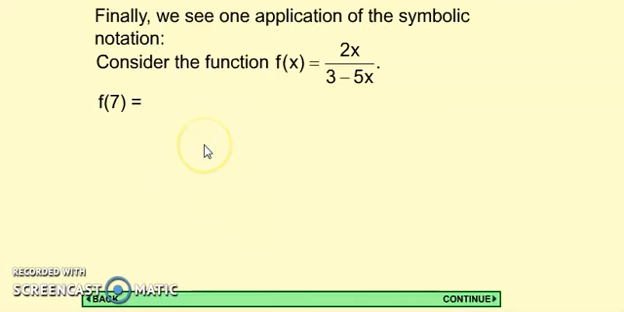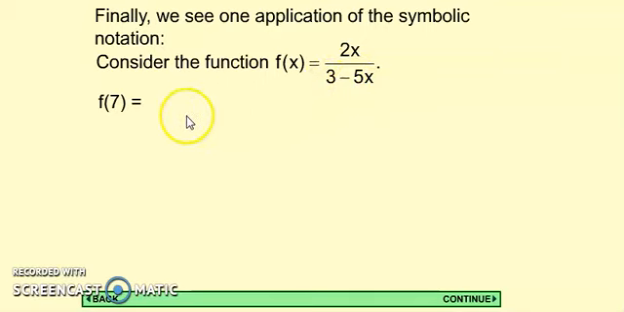As we have studied a function and its representation, the first type was algebraic and symbolic notation. We have studied algebraic notation in the previous lecture. In this lecture, I'll be continuing it for symbolic notation. Now, let us consider a function f of x, that is 2x divided by 3 minus 5x.